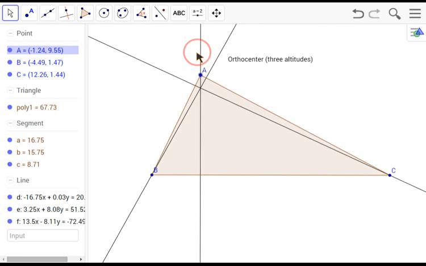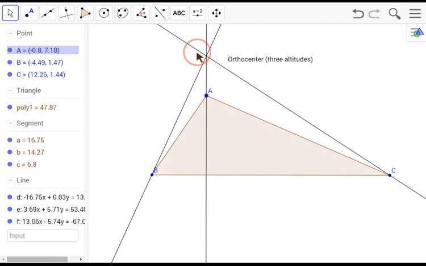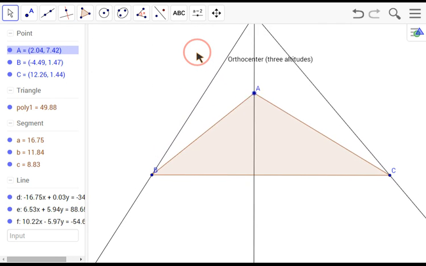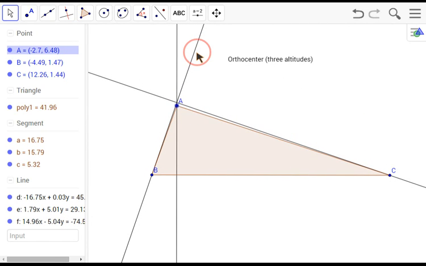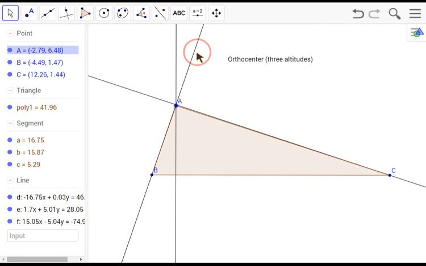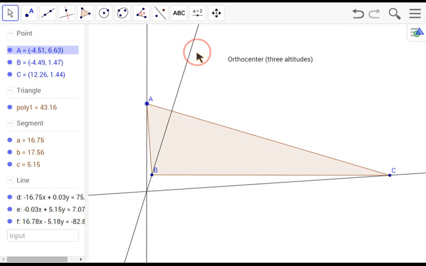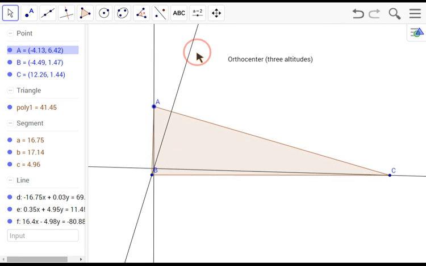Now, the reason why the triangle can have it so that the intersection of these 3 lines is on the outside is that you find it on obtuse triangles. See, as soon as it gets to 90 degrees, it hits right on the corner, and then you pull it out, make it acute, and now it's on the inside again.